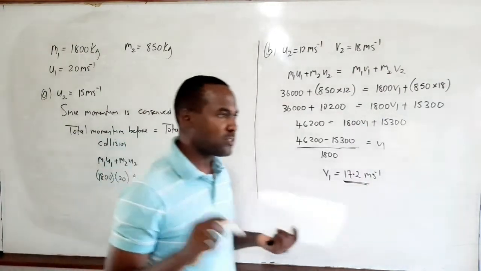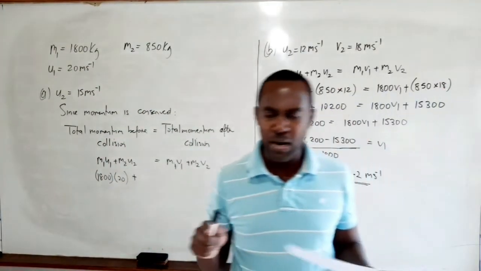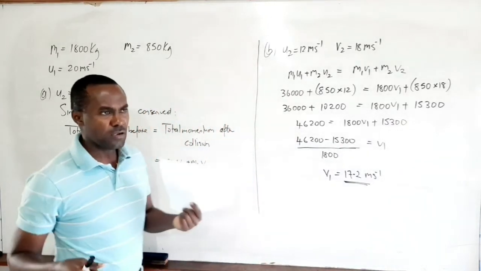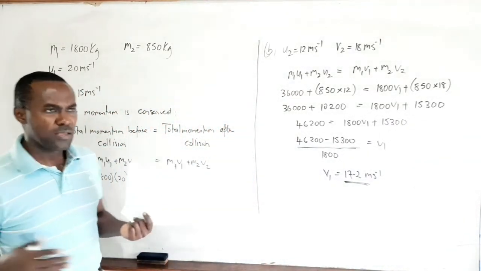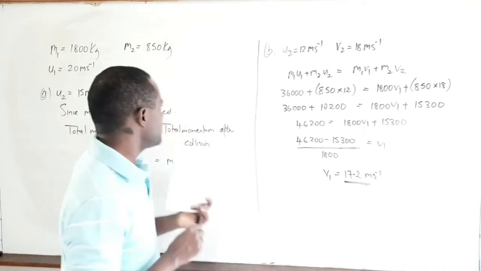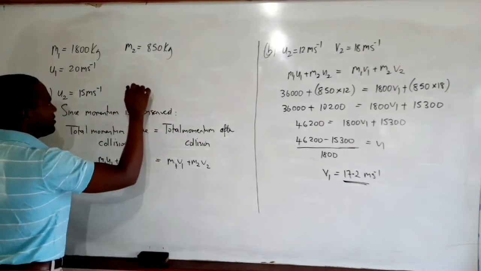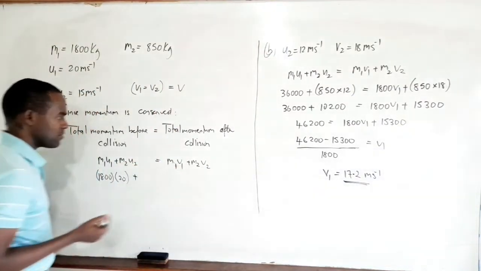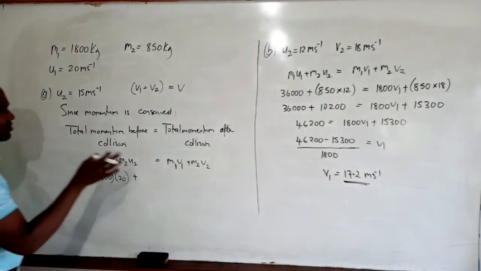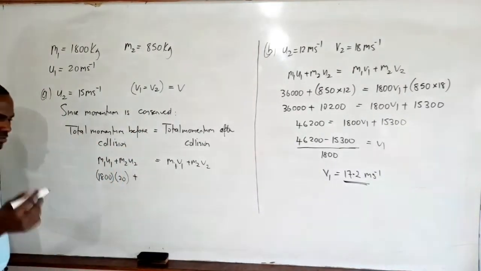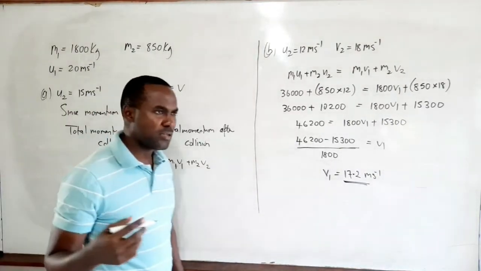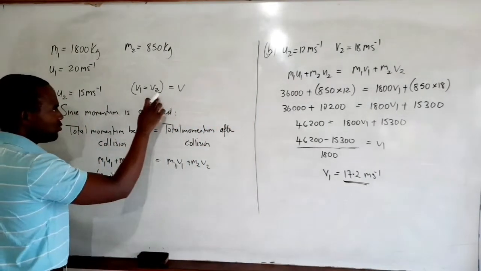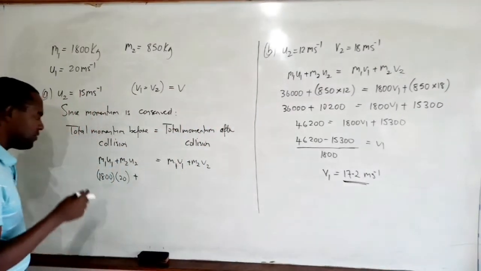Now we're told that the two vehicles become stuck on impact. If they become stuck, then it simply means that after the collision they move together as one body, and therefore they move with the same velocity. So therefore we can say that V1 is equal to V2, and let's just call that common velocity V, right?